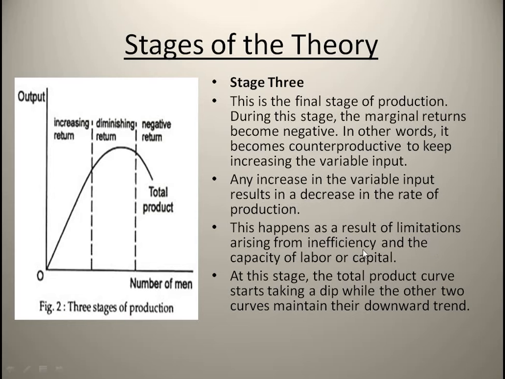This happens due to the inefficiency of labor or capital. So, the total product curve will start taking a dip while the other two curves maintain their downward trend. This is the third stage where the negative return follows.